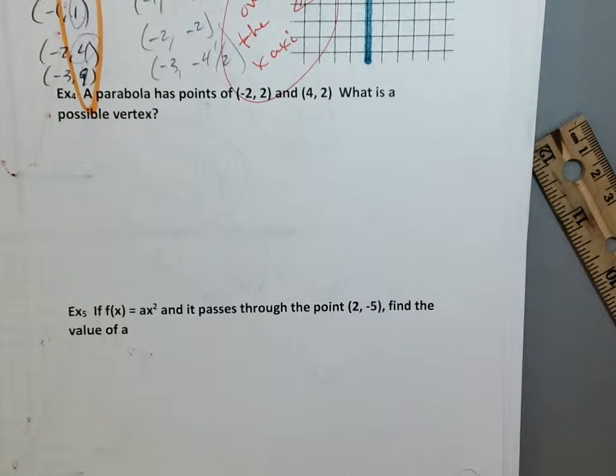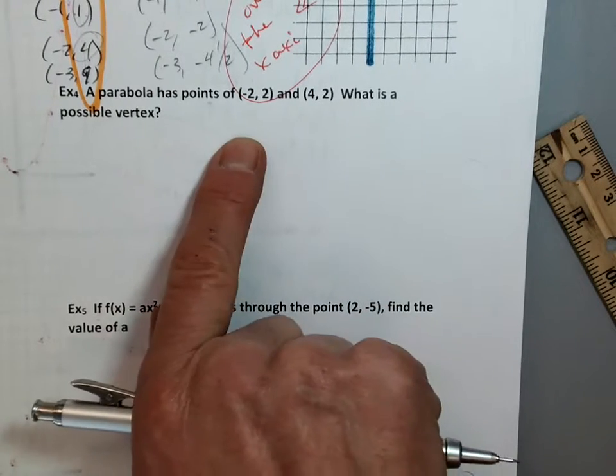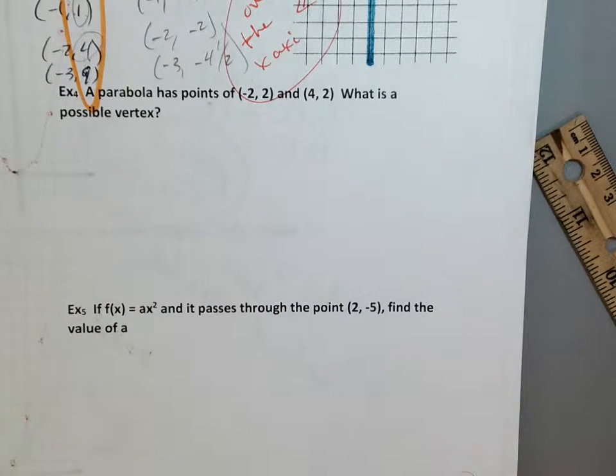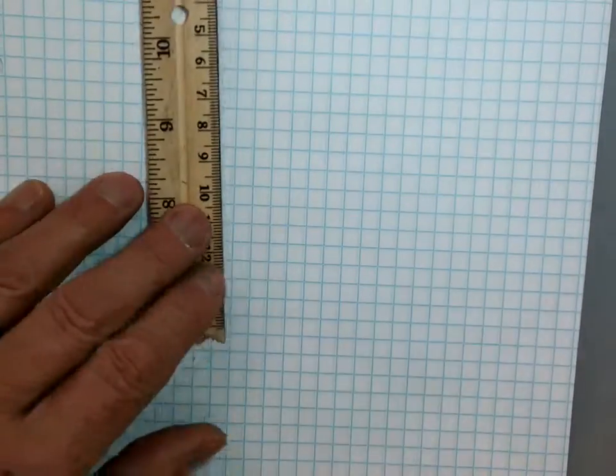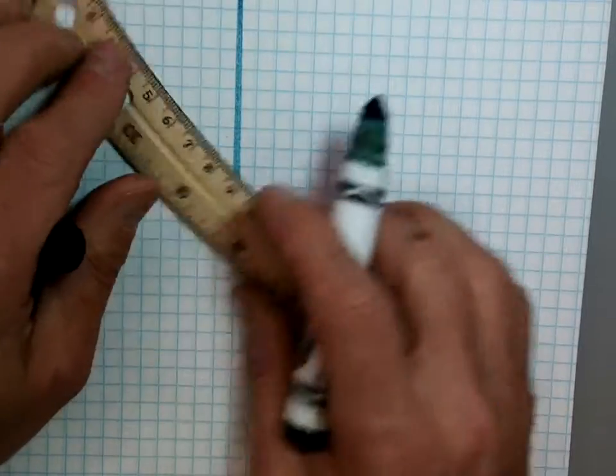So a parabola has points of negative 2, 2 and 4, 2. What is a possible vertex? Oh, gosh, if I can get a piece of graph paper, that would make it really easy. So let me see. Do I have a piece of graph paper somewhere? All right, if I can see it, I can do it. Okay, I'm going to grab a piece of graph paper. Let's see what I got. This is so easy if I graph it. It really is.